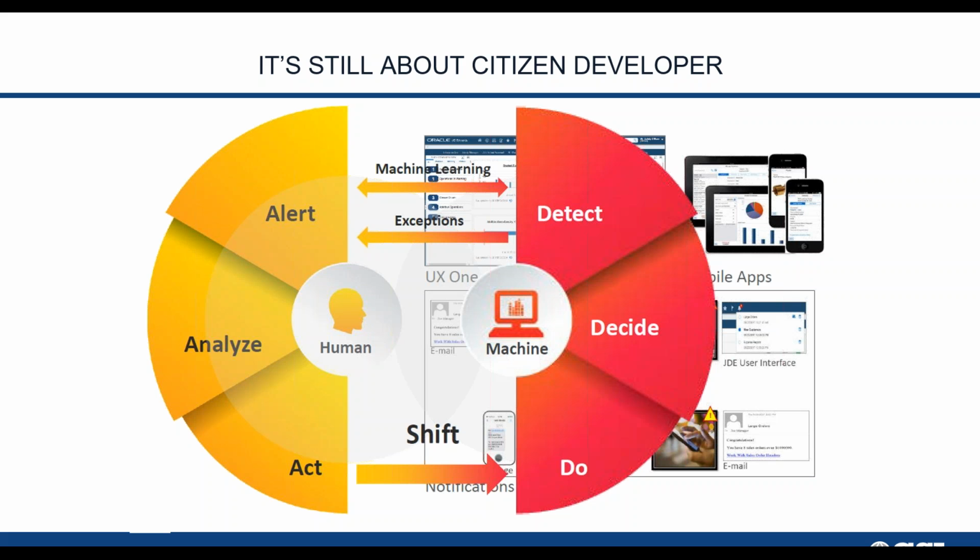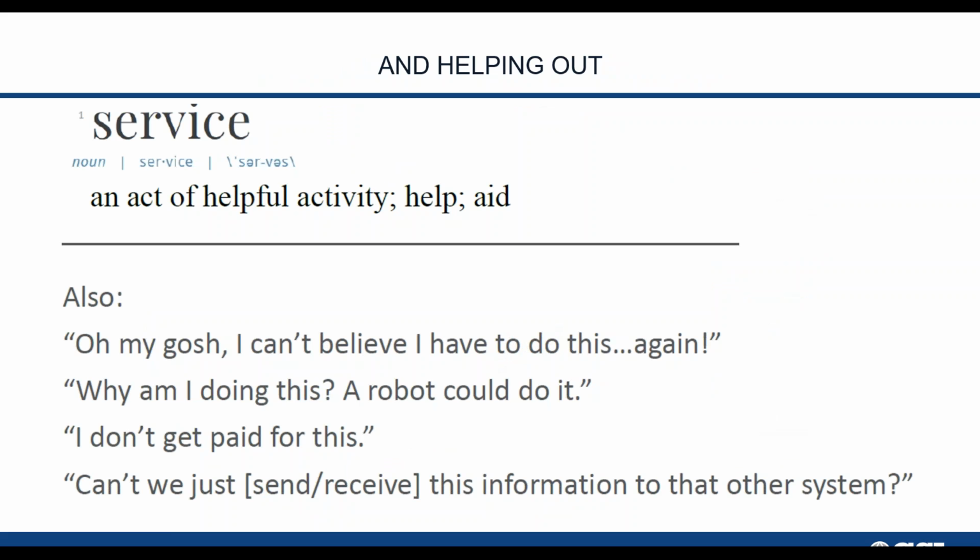JD Edwards is shifting from a human alert, analyze, act, right? Remember that came out, the UX1 experience, it's human-based. Let me be alerted, let me analyze, act. Now with orchestration, we're introducing the machine side of the fence so that the machine can detect, determine what to do, and actually do it. So it's about leveraging your citizen developer, leveraging your user-defined objects, working with all of them in orchestrations to make a seamless process occur, to have a service, a helpful activity, so that you don't have to do repetitive things. You don't have to ask yourself a question as to why you're doing it versus some other robotic or machine. You don't have to worry about the fact that you're doing something other than what your true job should be.